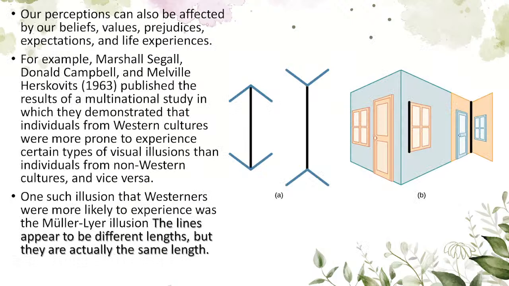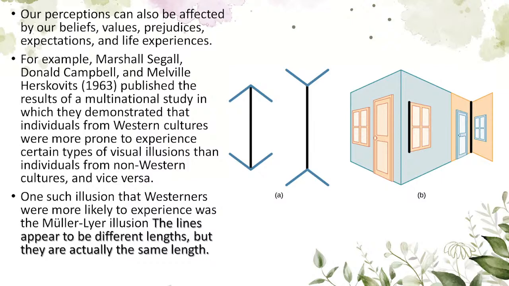Our perception can also be affected by our beliefs, values, prejudices, expectations, and life experience. For example, Marshall Segall, Donald Campbell, and Melville Herskovits in 1963 published the results of a multinational study in which they demonstrated that individuals from Western culture were more prone to experience certain types of visual illusion than individuals from non-Western cultures, and vice versa. One such illusion that Westerners were more likely to experience was the Müller-Lyer illusion.